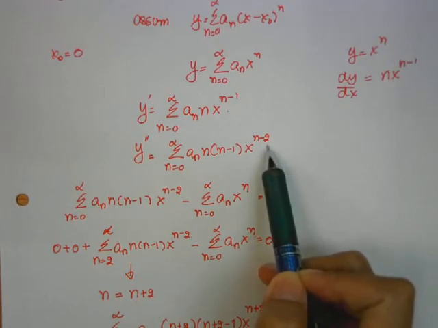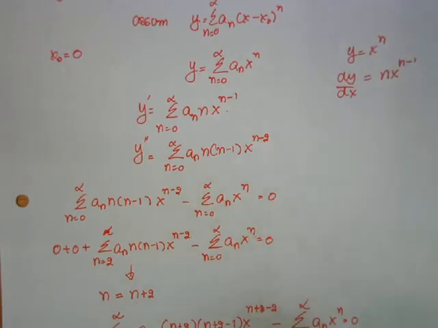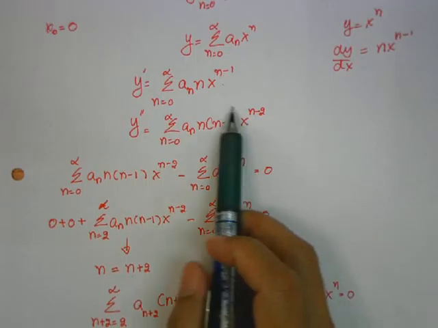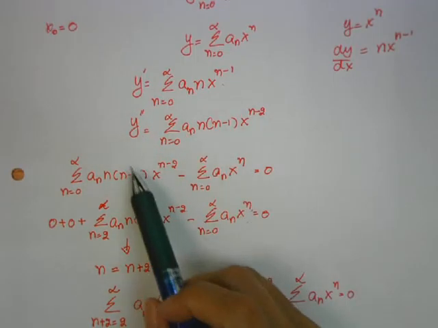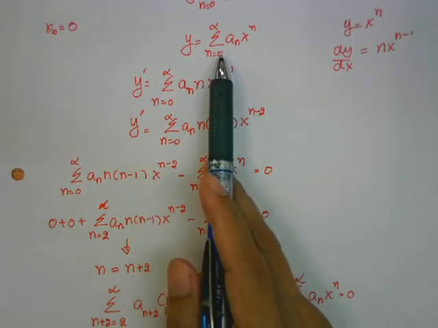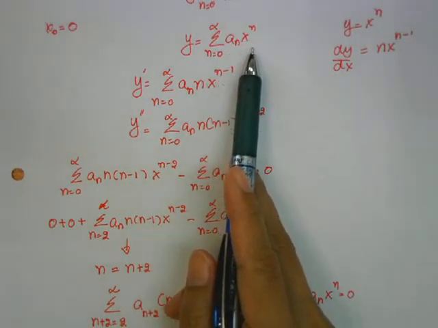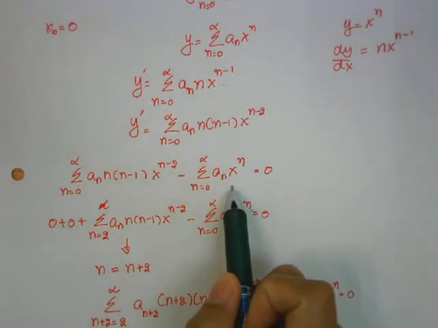When you do the second derivative, you would get n times n minus 1 x to the power n minus 2, right? And then you just plug the second derivative of y into your differential equation, and put y equal to an x to the power n into your differential equation.